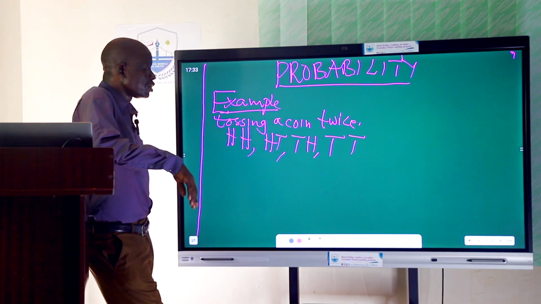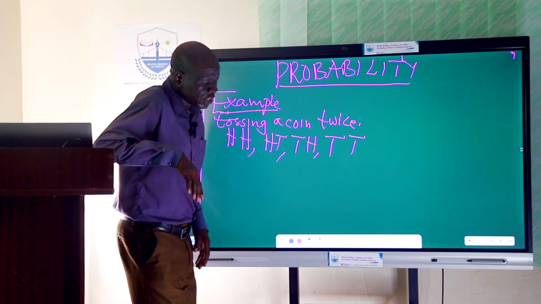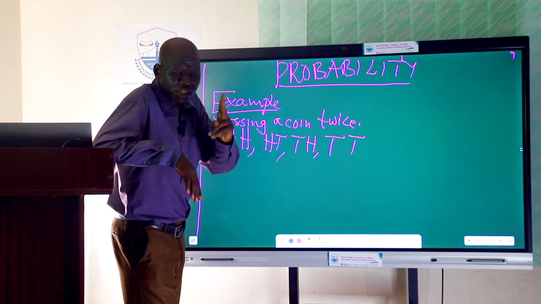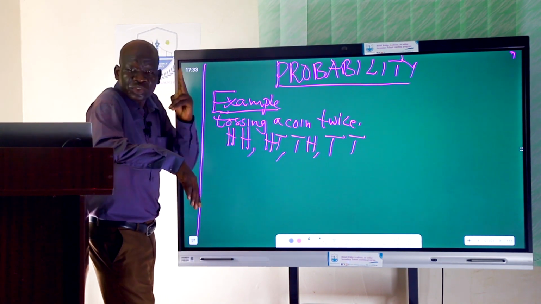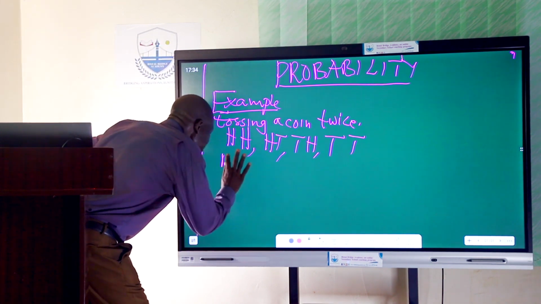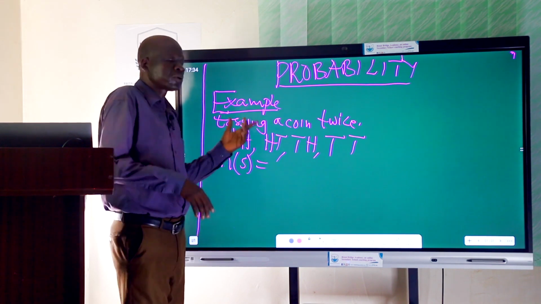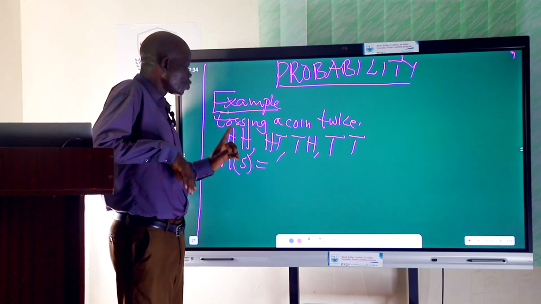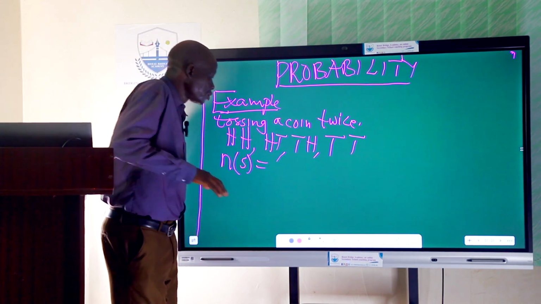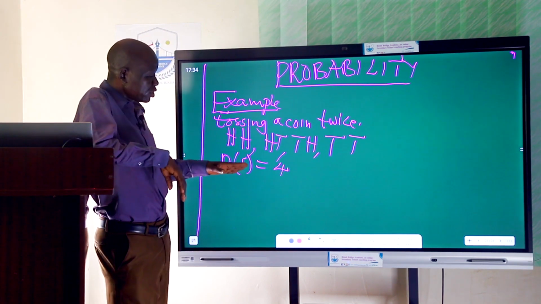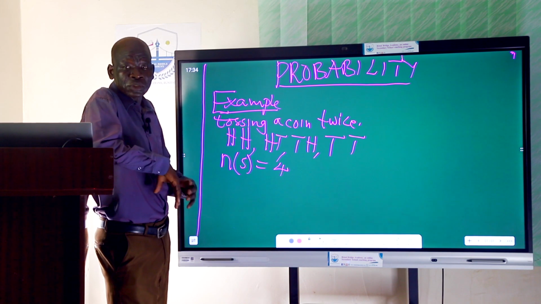Therefore, if we are asked to find the number of the sample space for tossing a coin twice, we say n(S) is equal to the count of all the events which are there: 1, 2, 3, 4, which is equal to 4. It means the total sample space is equal to 4.